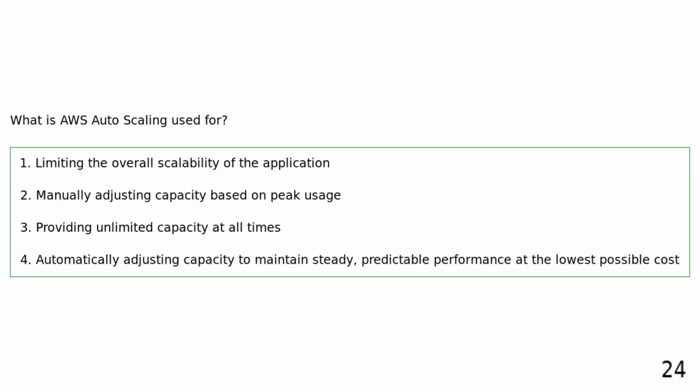What is AWS Auto Scaling used for? Limiting the overall scalability of the application. Manually adjusting capacity based on peak usage. Providing unlimited capacity at all times. Automatically adjusting capacity to maintain steady, predictable performance at the lowest possible cost.